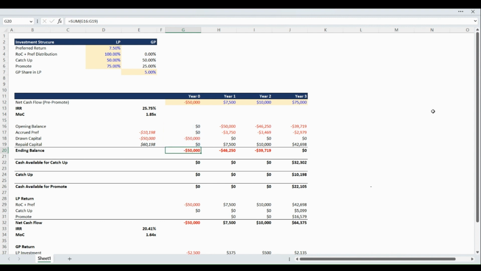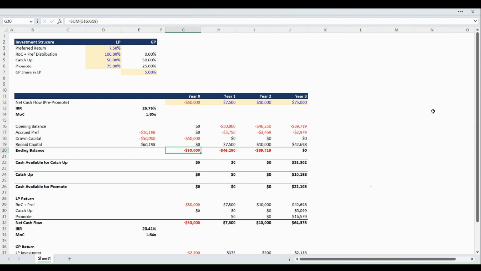The drawn capital line within the schedule is equal to the minimum of zero or the negative net cash flow. Another way to think of this is that capital will only be drawn from investors if it is required due to there being no free cash flow available within the investment. If there is positive cash, no capital will be called from investors.